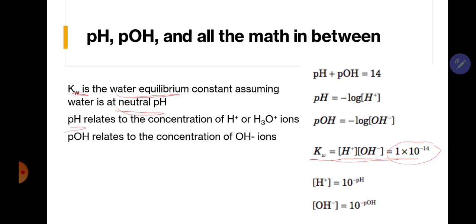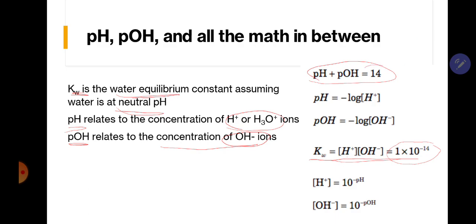As we've talked about, pH relates to our concentration of H plus or H3O ions, whereas pOH relates to our concentration of OH ions. Because I never heard of pOH. It exists, we just don't use it as much. pH is usually the standard, because pH and pOH have a relationship where they add up to 14.